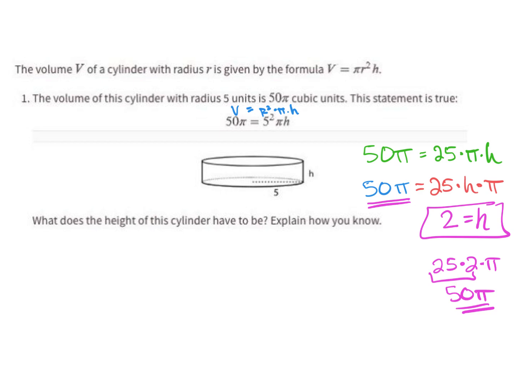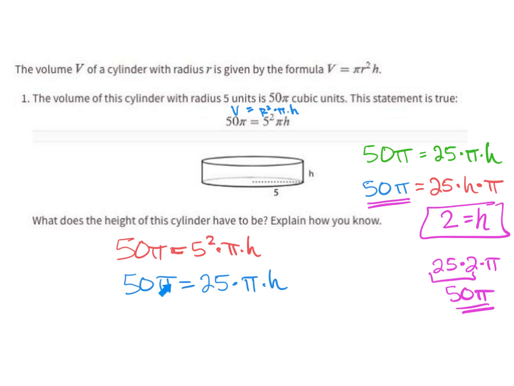We know that the height is 2, but I'm going to also show you a different way of solving this. I'm going to put this over here in red. So I have 50 pi equals 5 squared times pi times height. That was the highlighter, hold on a second. So I have 50 pi equals 5 squared, which is 25, times pi, and then times height.